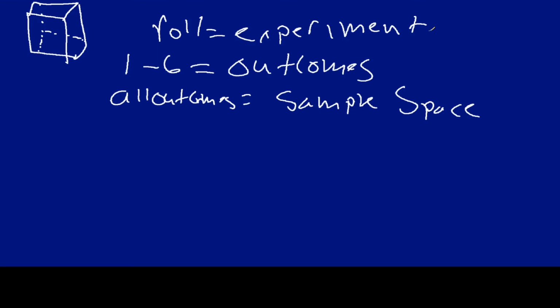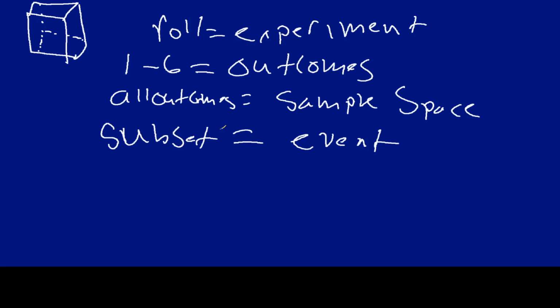Now, events is another term we have to understand, and that is when you take a subset of the sample space. So you got a subset of the sample space. Now, what does that mean? A subset is when you don't take all the possible outcomes, but you take one or more of the possible outcomes. For example, I might want to know odds, or I might want to know evens. In other words, I'm taking a subset of all the sample space.